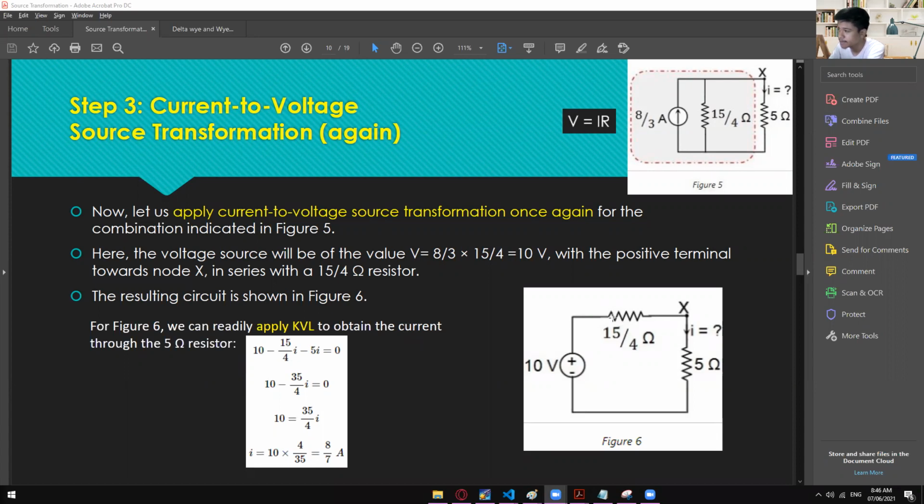So again, in here you can just simply add those two and then apply Ohm's law to get the current that is flowing on the entire circuit, or you can apply KVL. Either of those two will give you the same result.